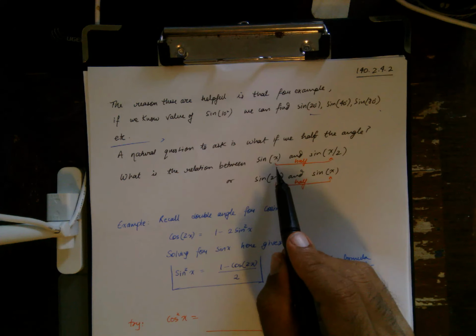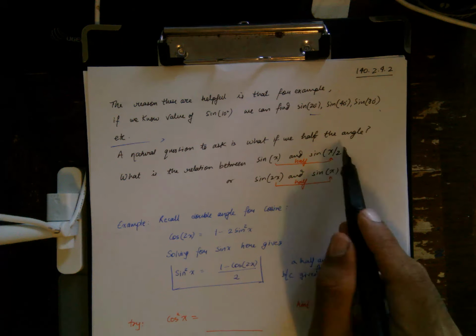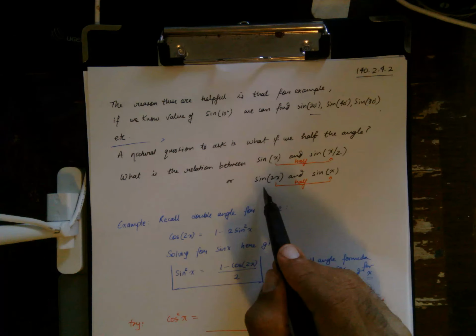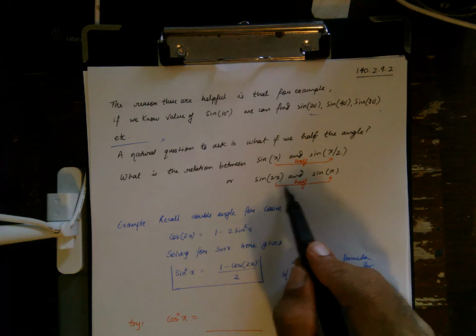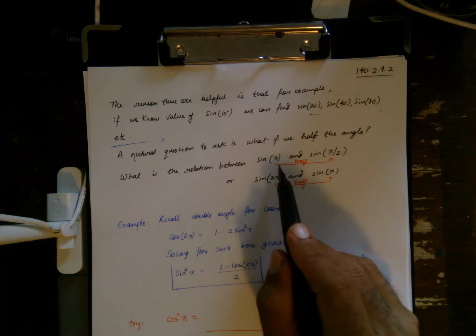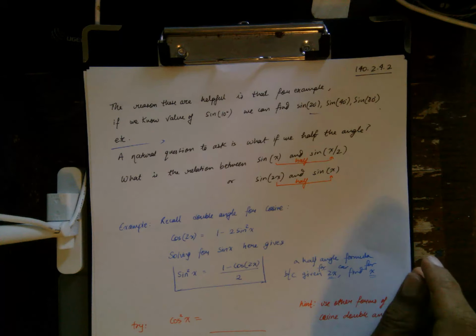Another way to think about this half relationship, in order to not work with fractions, is to say, if I know sine 2x, can I find sine x? Yes, because the relationship between 2x and x is the same as the relationship between x and x over 2. Here's how you can do it.